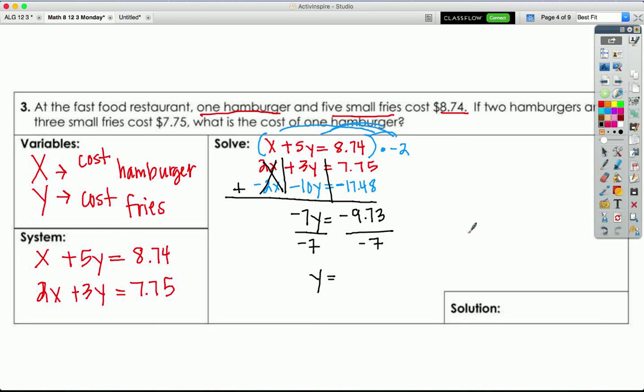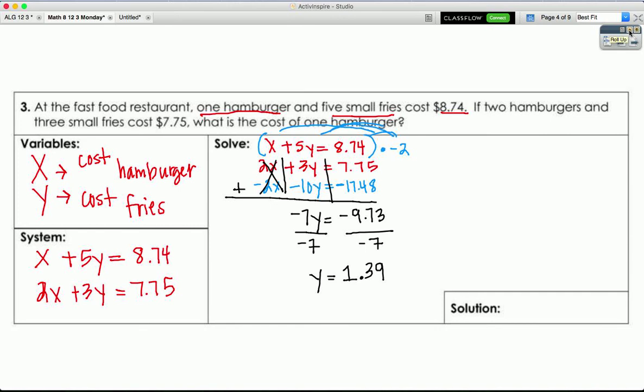So 973 divided by 7. Well, it should be positive. 1 point what, Quayla? So what we just found out was the cost of fries. Can we not just like... So we're just plugging it back in. Yeah, I mean, essentially. Look, you're doing it in your head anyway. I'm just writing it down so you can see what I'm actually doing.